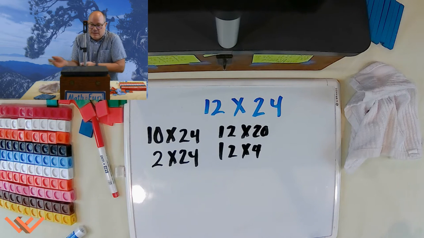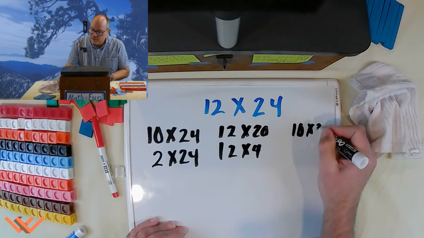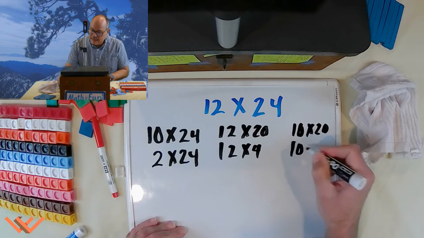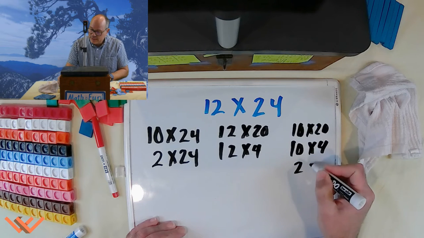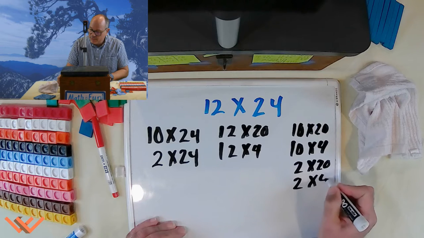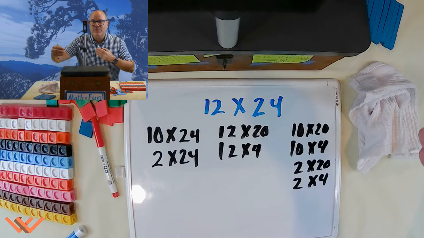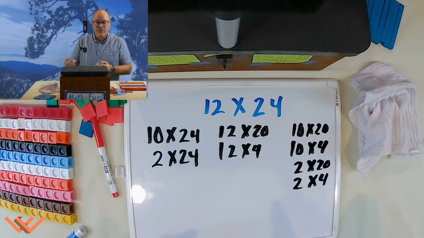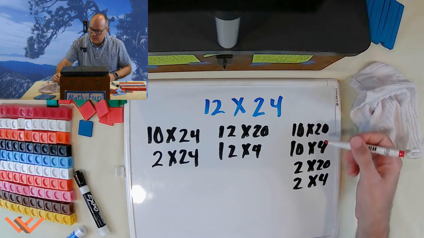I can have it another way too. So let's take a look here. So 10 times 20, 10 times 4, and then I have 2 times 20 and 2 times 4. See how we've broken it up into various levels. We're distributing the multiplication over different ways here. So let's just pick one of these.